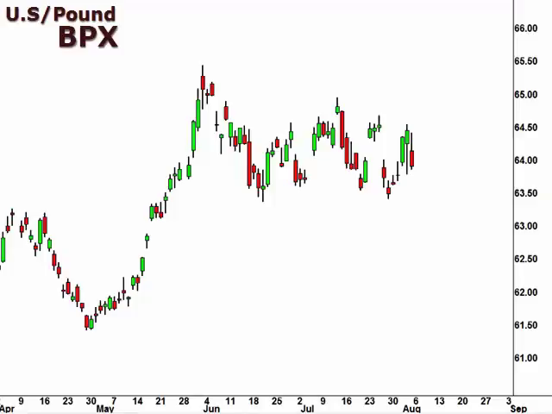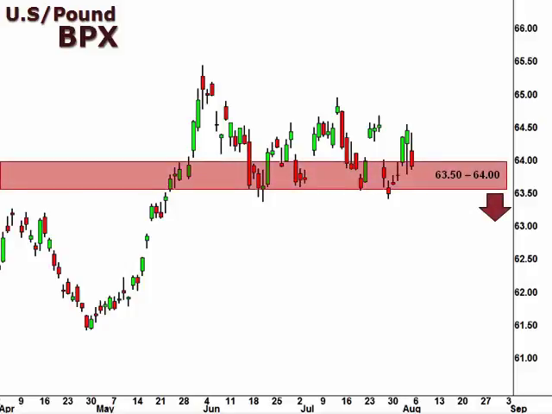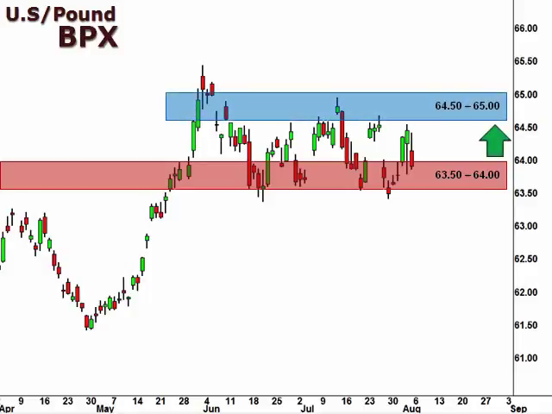Let's take a look at the US dollar versus the British pound, as seen here in the BPX. 63.5, 64 remains an important support, and a break below 63.5 opens the window for a move lower. A bounce at 64 lends credibility to a test of resistance at 65.